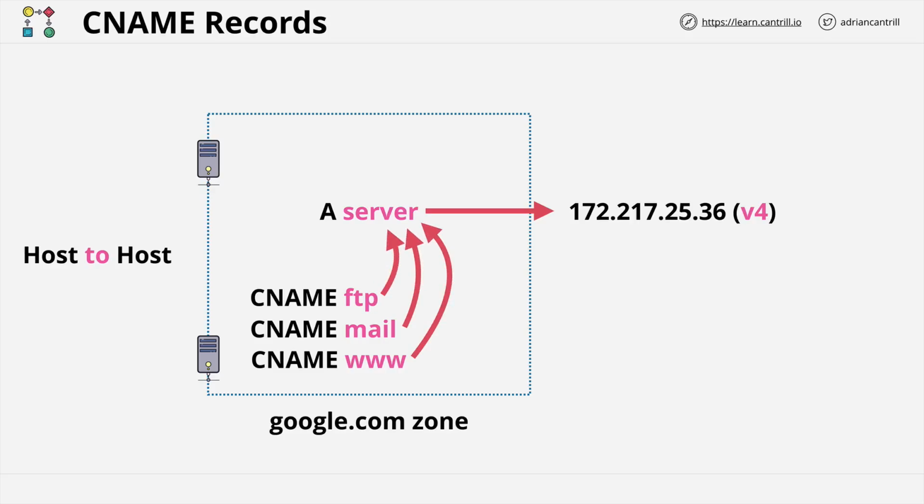CNAMEs are used to reduce admin overhead. In this case, if the IP version 4 address of the server changes, it's just the single record to update, the A record. Because the three CNAMEs reference that A record, they'll automatically get updated. Now, CNAMEs cannot point directly at an IP address, only other names, and you can expect to see that feature in the exam as a trick question.